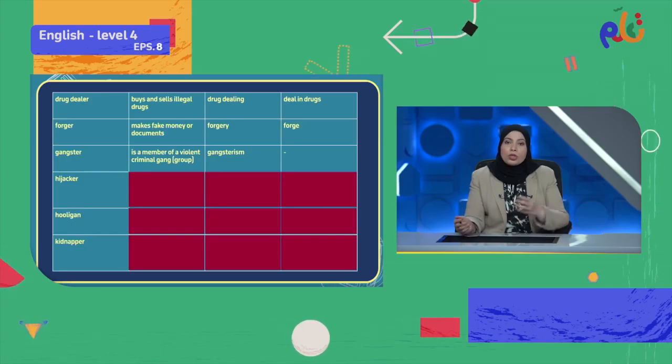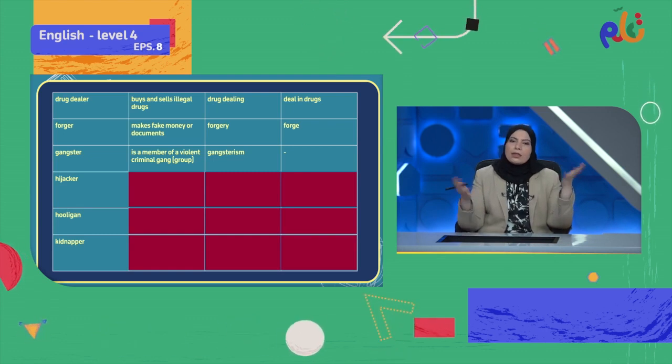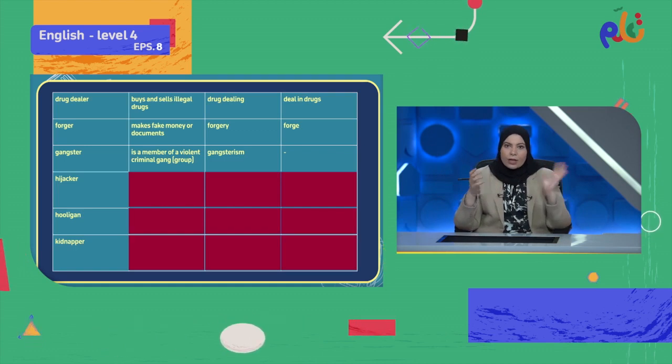And actually, there is no verb for it, because usually when we speak about gangsters, they commit different crimes. So if you want to use the verb commit crime, it would be fine. But we don't have a verb that is derived or taken from the same word.